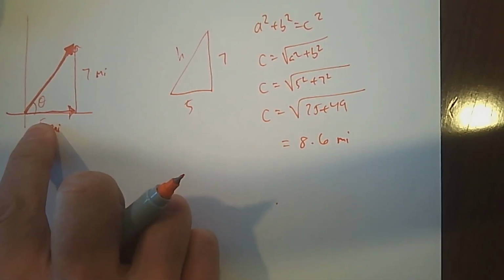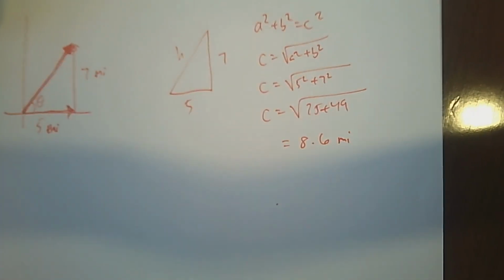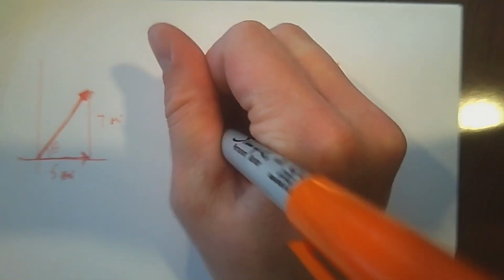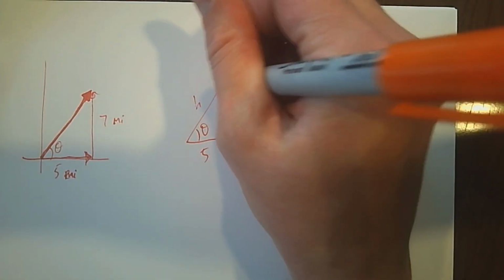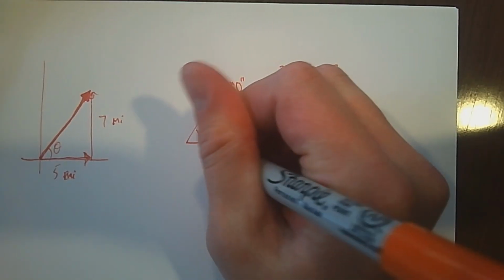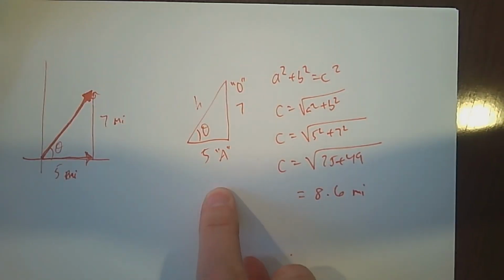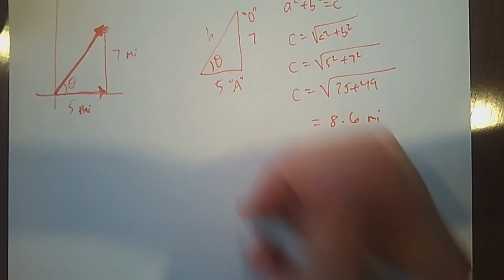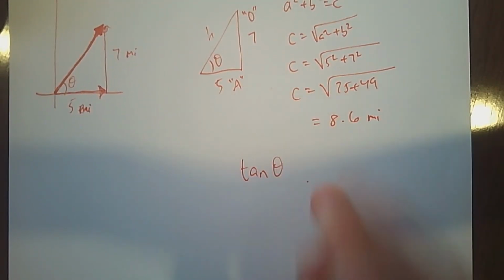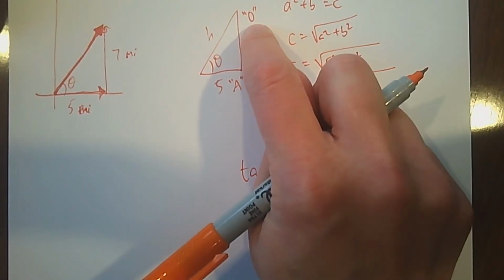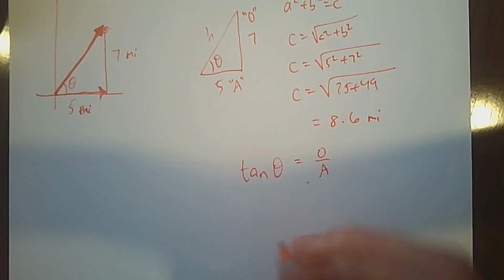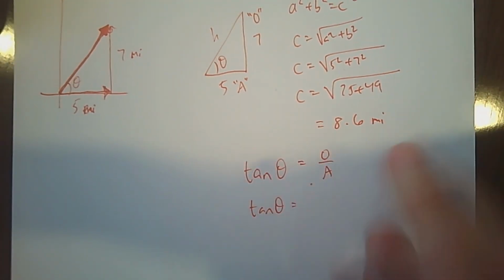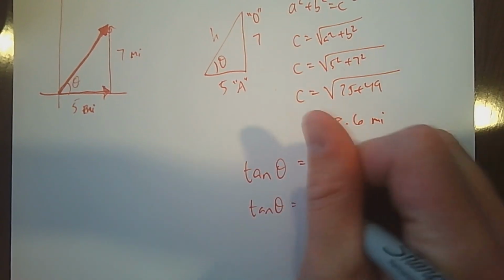And now I need the direction. So let's think about our trig. We have angle theta here. This is our opposite side, and this is our adjacent side. The trigonometric function that relates O and A is tangent. So the tangent of angle theta equals the opposite over the adjacent side lengths. So the tangent of our unknown is equal to 7 over 5.